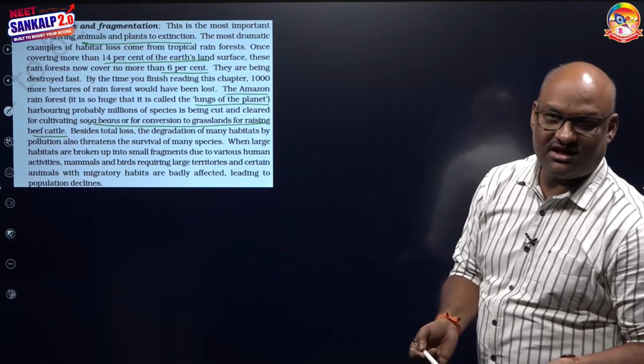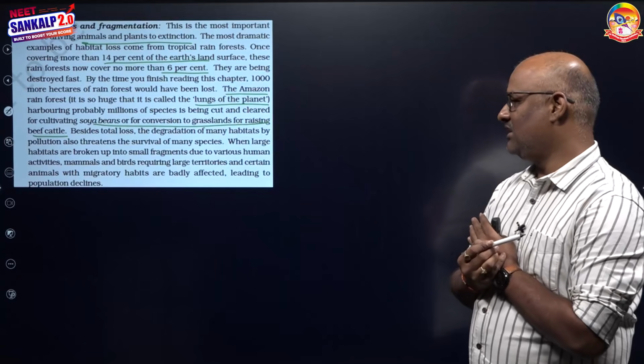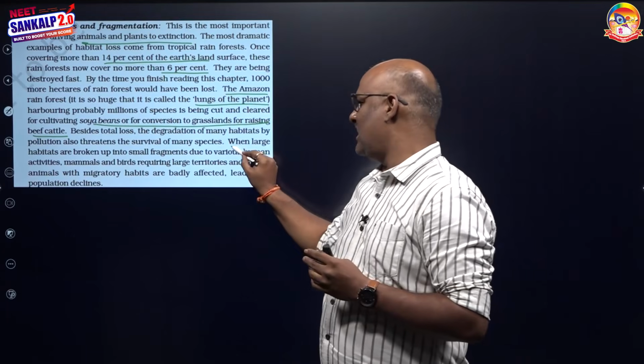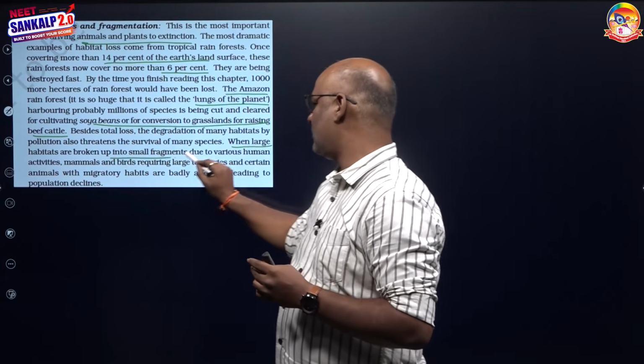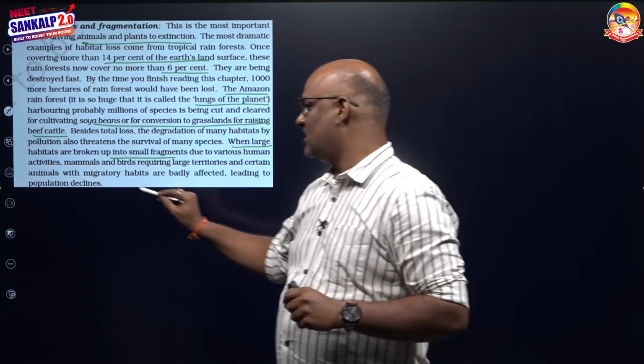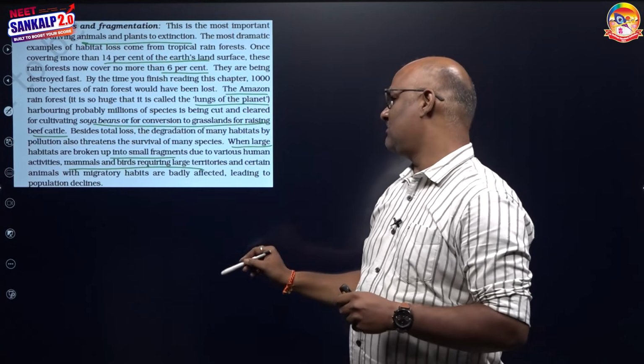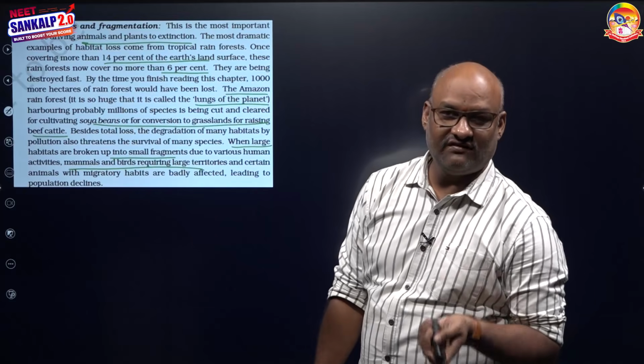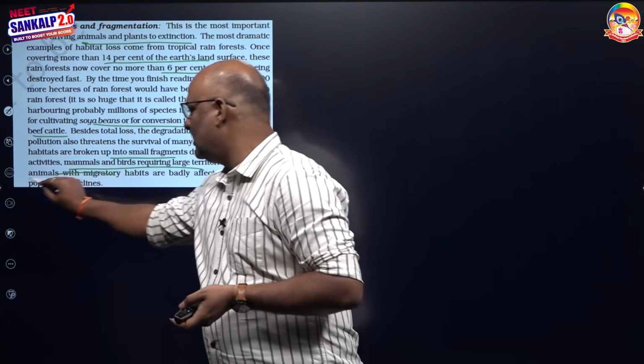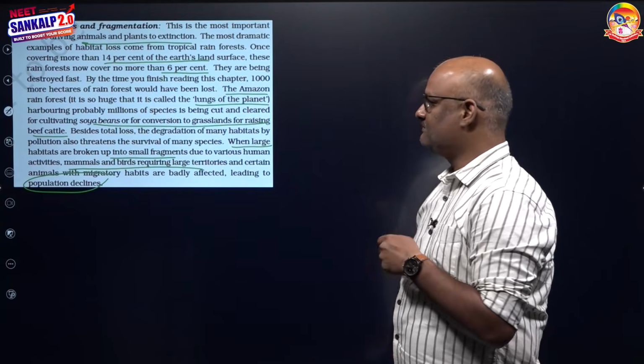So if the habitats are being cut, even the number of species will also be degraded, right? When large habitats are broken into small fragments, some organisms like mammals and birds which require large territories, and migratory birds, are mostly affected and their population gradually declines, okay.